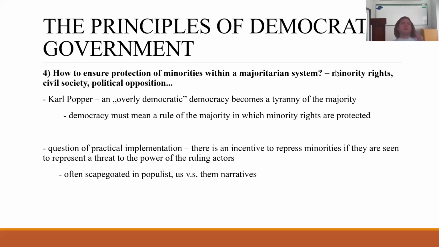Secondly, you need to have a vibrant civil society. There need to be NGOs, watchdog organizations, which, first of all, actively work to provide and enforce minority rights. We're talking about feminist organizations, for example, which provide access to legal aid.